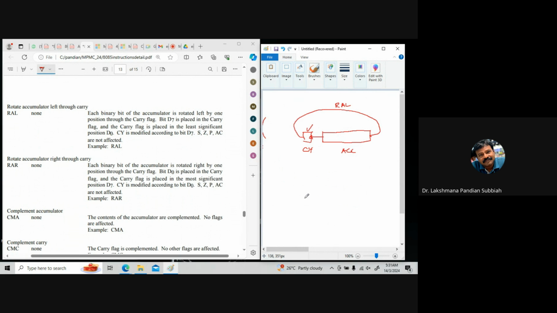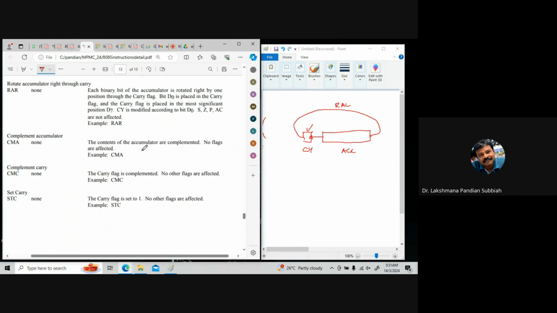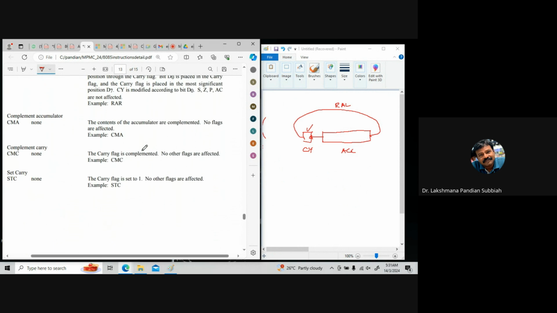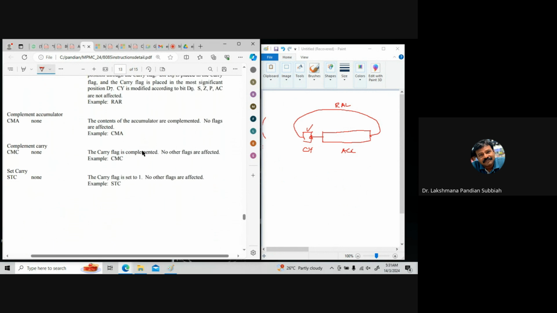Next one is complement accumulator. So CMA is complementing the accumulator. Suppose we currently have this value, 0 0 1 1, then it will complement it to 1 1 0 0. So it makes the content the complement of the accumulator.